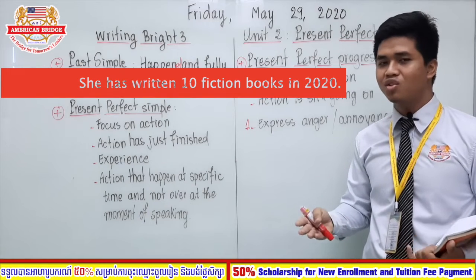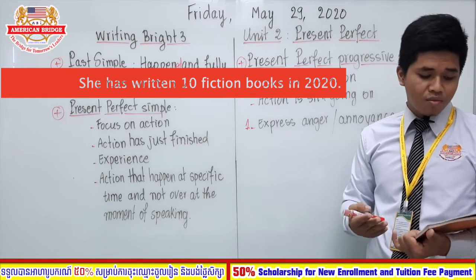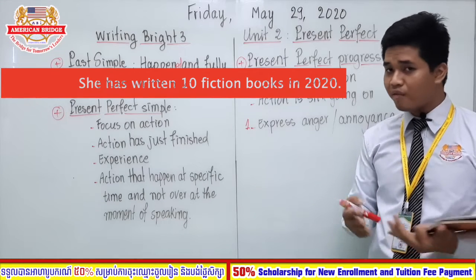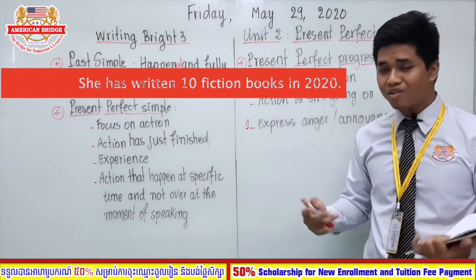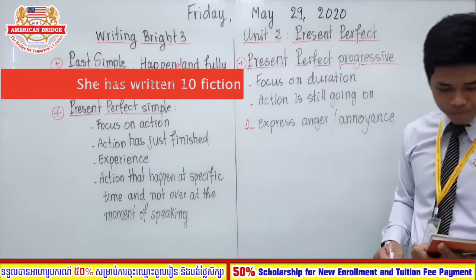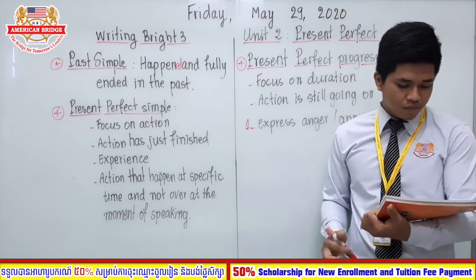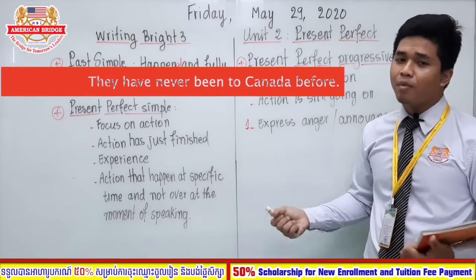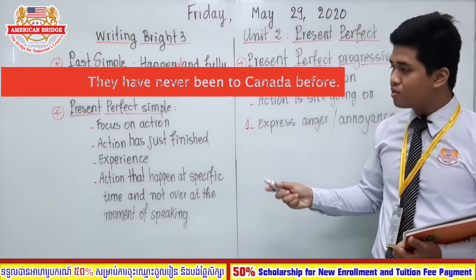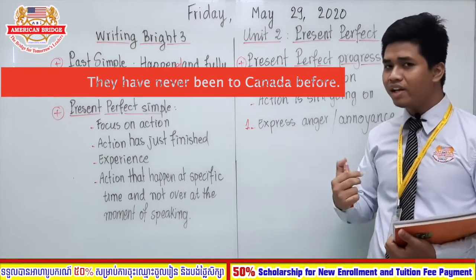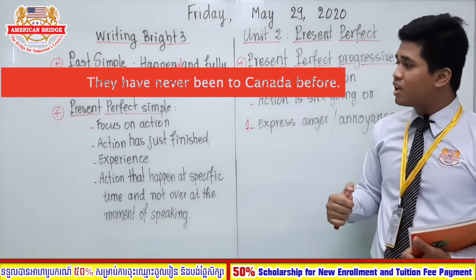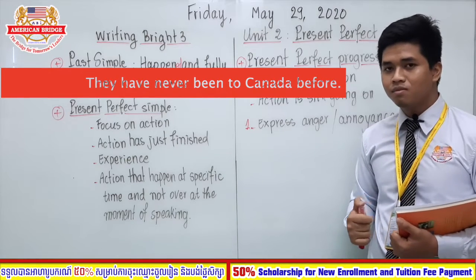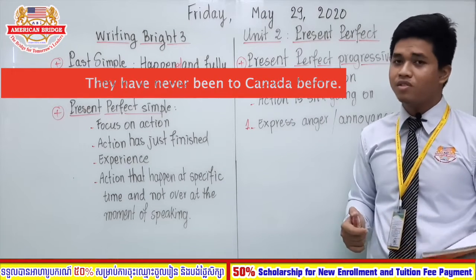She might write 11 books or 12 books, who knows, because it is still 2020. Okay, let's move on to number 6. We have never been to Canada before. This one again is written in present perfect simple, which is about experience. Very good. They talk about experience.